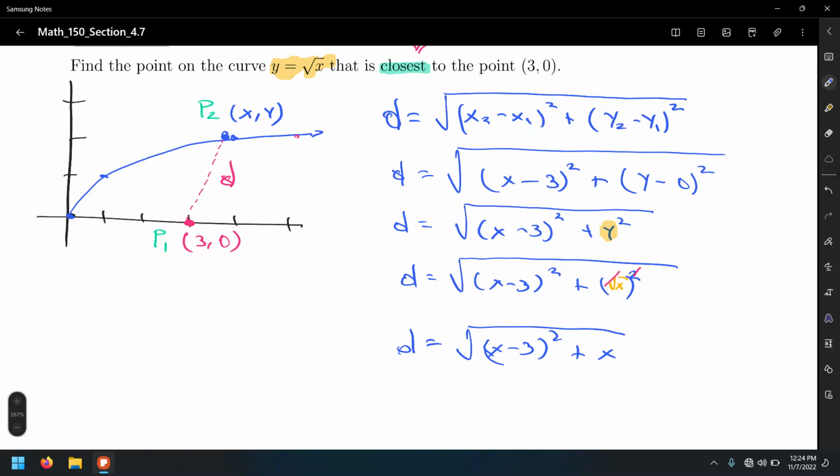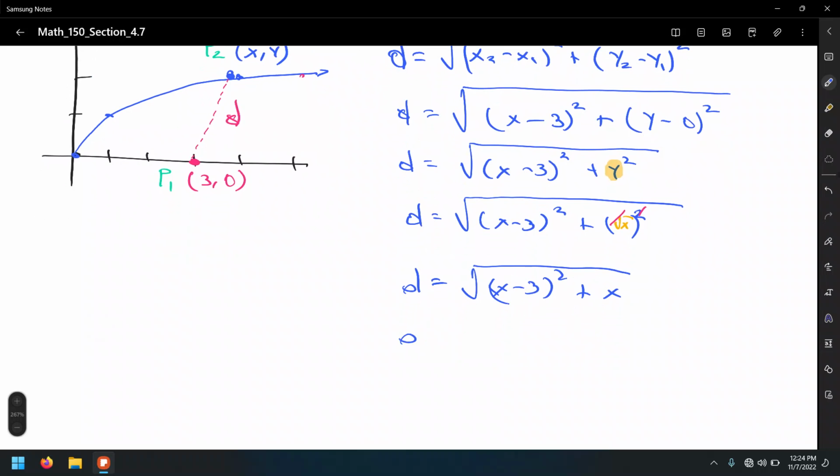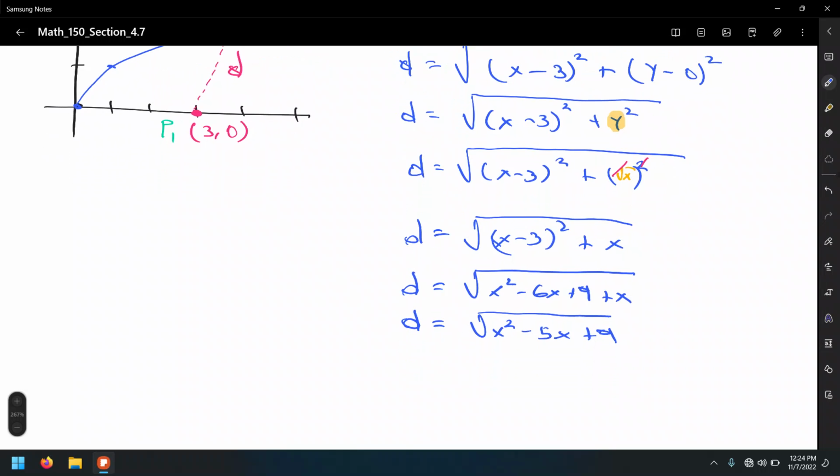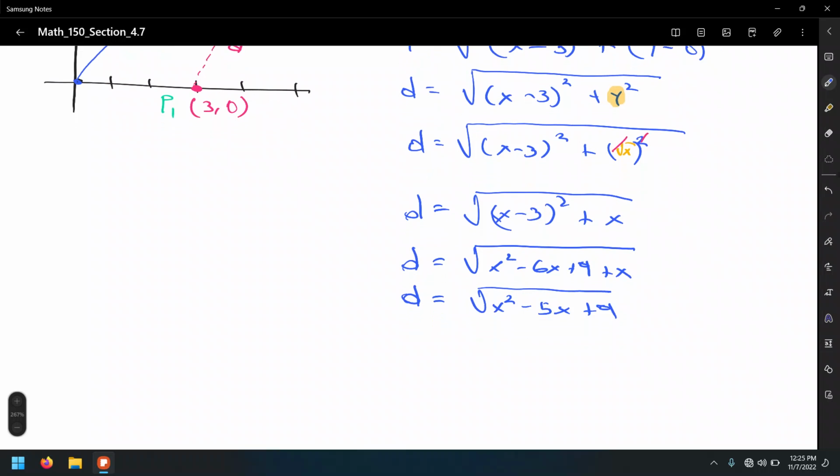So I'm going to simplify the inside. Number one, I'm going to expand the binomial: x squared minus 6x plus 9 plus x, and this reduces to d equals the square root of x squared minus 5x plus 9. Now again, this is still a chain rule problem, and you don't want to deal with radicals that later are sent to the denominator. So here is a freebie.